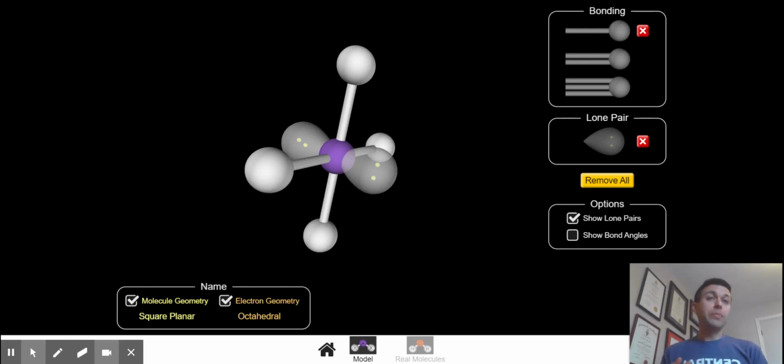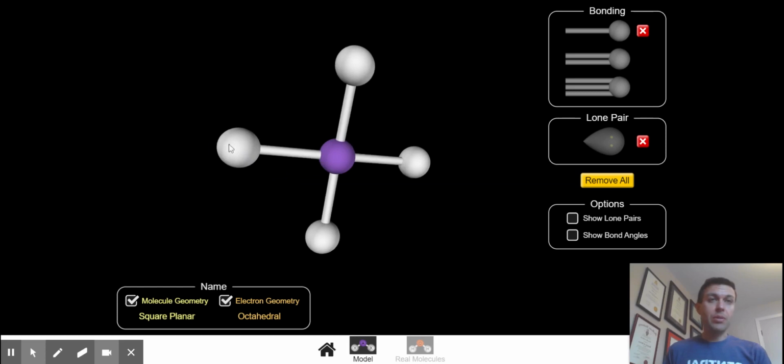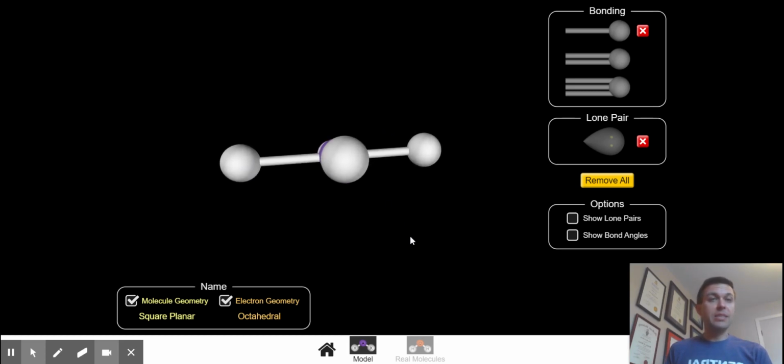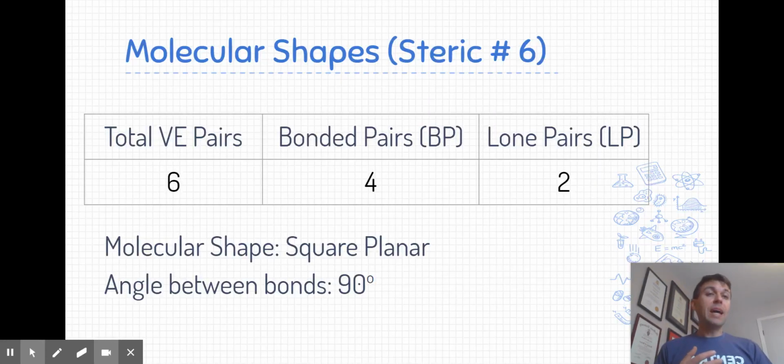When we have 2 lone pairs and 6 total pairs, the 2 lone pairs will occupy positions that are opposite to each other. That minimizes the lone pair repulsion. If we look at the shape, we see the square shape here, and that's the name of the shape, square planar, because the square all lies in a plane. When we have 4 pairs of bonded electrons and 2 lone pairs, we end up with a square planar shape where the angle between the bonds is 90 degrees.